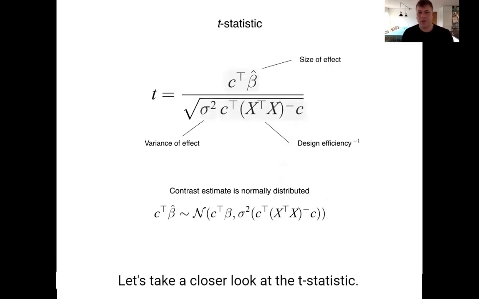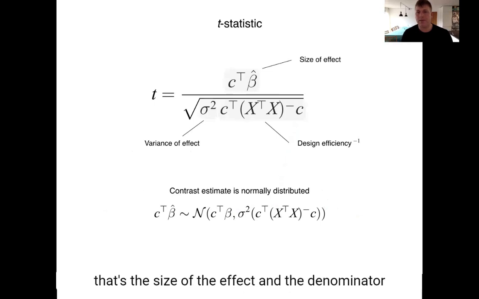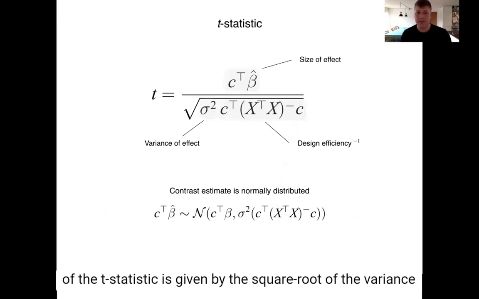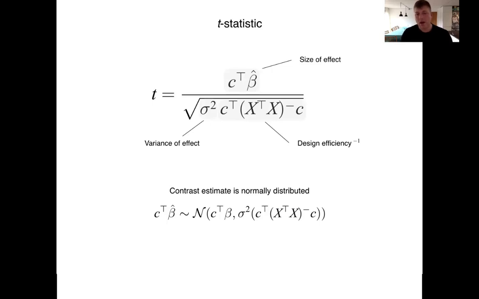So let's take a closer look at the t statistic. We saw that the contrast estimate, C transpose beta, is the size of the effect, and the denominator of the t statistic is given by the square root of the variance of the effect times a term that scales this standard error.